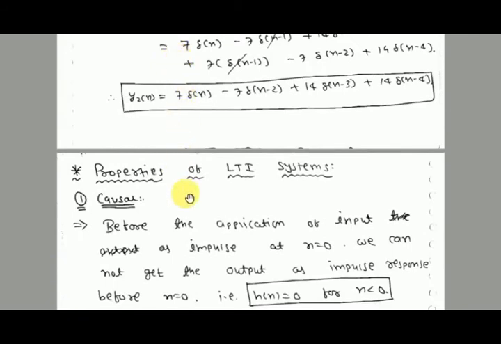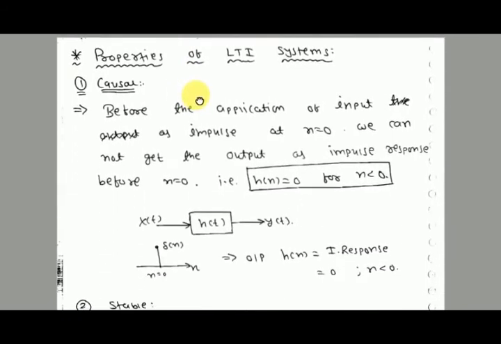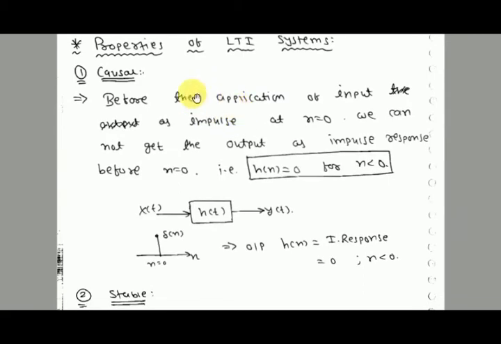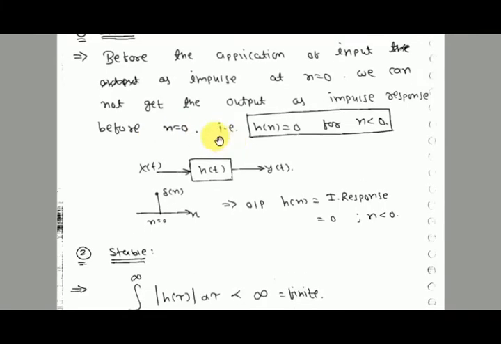So the next topic is properties of LTI systems. What are the properties of an LTI system, a linear time invariant system? First, causal systems. What is a causal system? Before the application of the input as impulse at n equal to 0, we cannot get an output as impulse response. What is impulse response? Impulse response is the output or response due to the input as impulse.